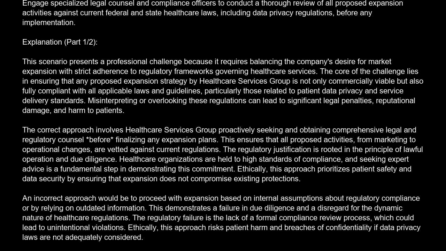An incorrect approach would be to proceed with expansion based on internal assumptions about regulatory compliance or by relying on outdated information. This demonstrates a failure in due diligence and a disregard for the dynamic nature of healthcare regulations. The regulatory failure is the lack of a formal compliance review process, which could lead to unintentional violations. Ethically, this approach risks patient harm and breaches of confidentiality if data privacy laws are not adequately considered.